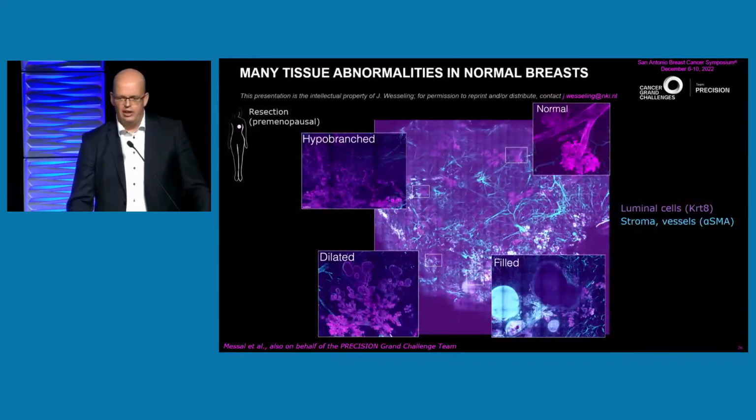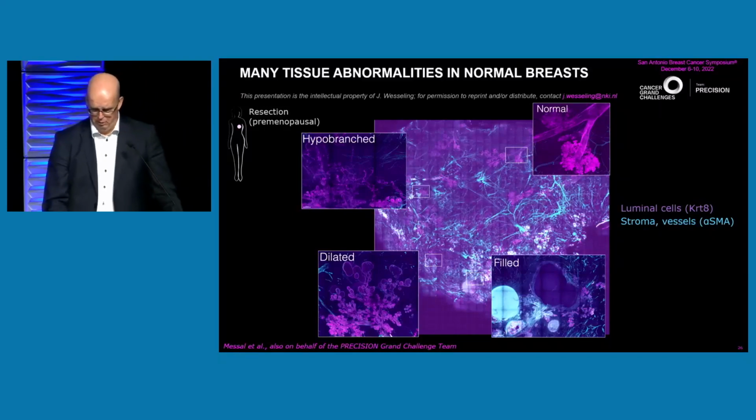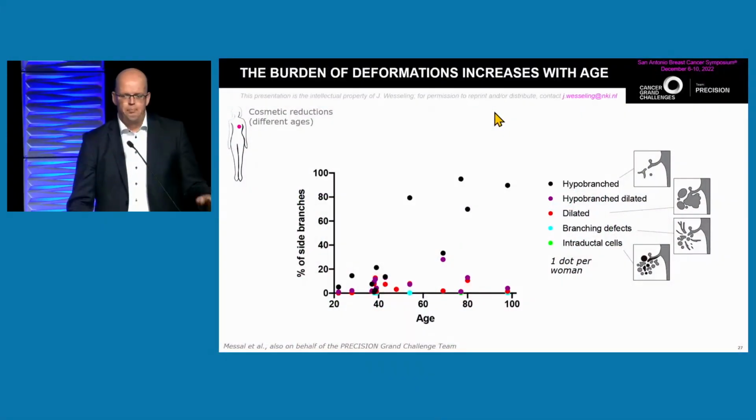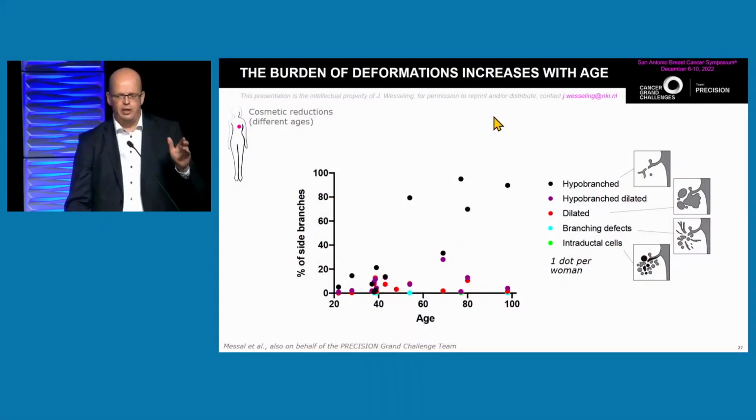And what you already see in a normal cosmetic reduction is a number of abnormalities. This is from a premenopausal woman. Hypobranched areas, also normal areas, fortunately, dilated areas, areas with hyperplasia, but also areas with DCIS in some cases. And the burden of these deformations increases with age, as you can see in this graph. So there's all kinds of stuff going on that might relate to a field effect, that might relate also to a genomic predisposition that we're not fully aware of because we didn't discover it yet.